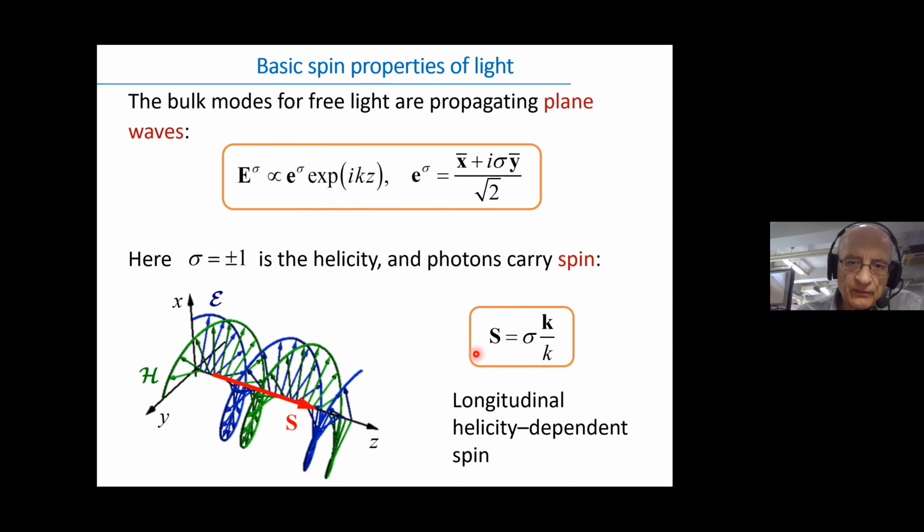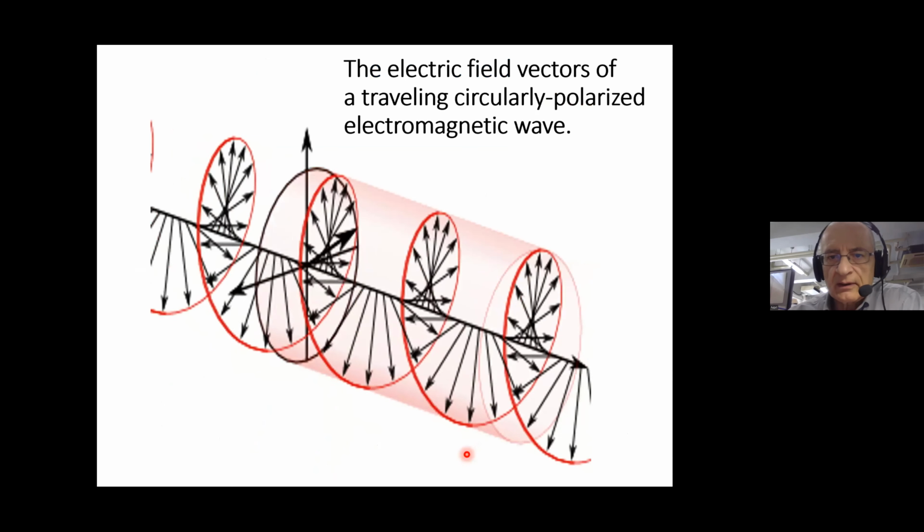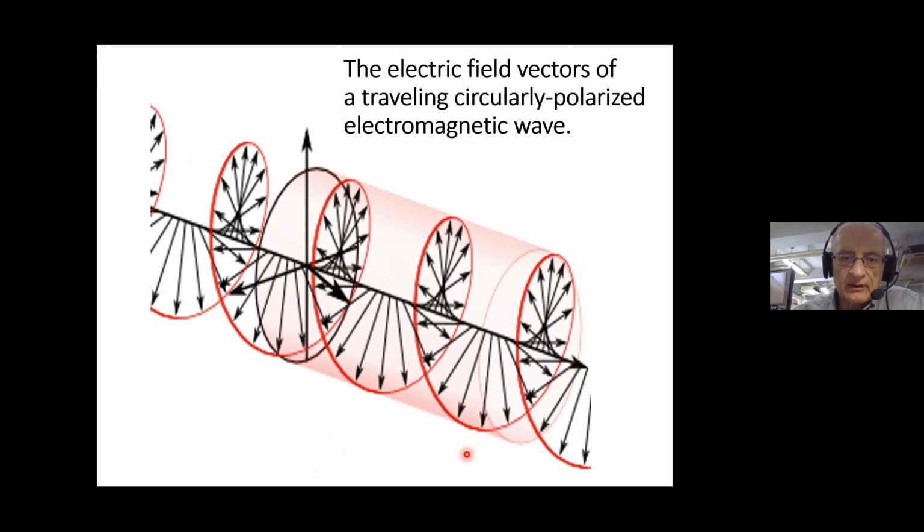So this is for free light propagating plane waves. So there is a longitudinal, helicity-dependent spin. And this is what you see in textbooks. They propagate like this.